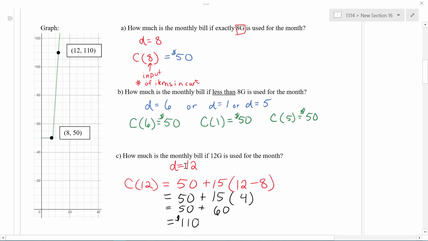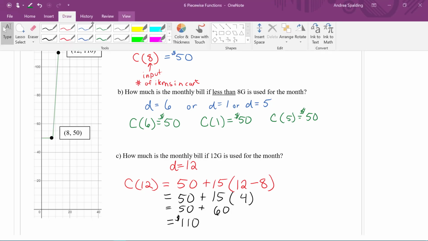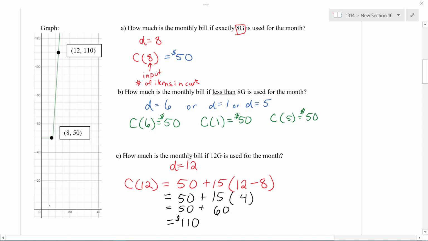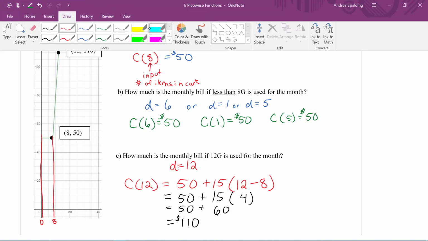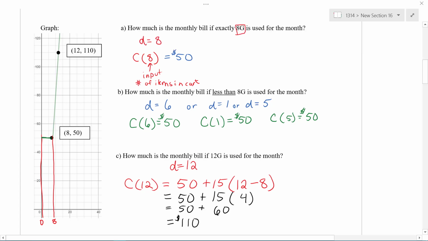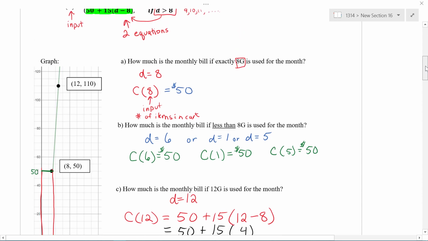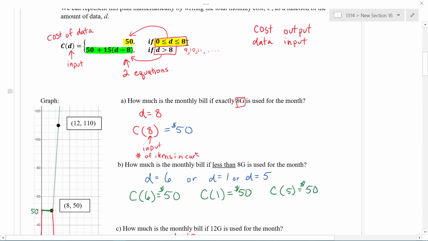Okay, we also have a graph of this piecewise function. We're going to look at this in a little bit, but for this particular picture, you see that between 0 and 8, there is a flat graph that represents that exactly $50 bill. But then after 8, we see a change. So that makes sense because when we look back at our piecewise function, there is a change in equation at the value of 8.